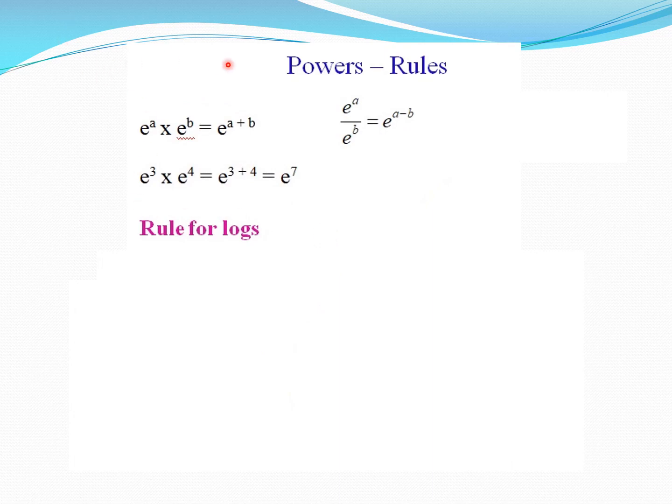So we're going to take a wee look at powers, some of the rules associated with the powers to the base e. These are going to be similar to what we did in log to the base 10. So we have e to the power of a by e to the b, the same as e to the a plus b. So e to the 3 by e to the 4 is e to the 3 plus 4, which is equal to e to the 7. e to the a divided by e to the b is e to the a minus b.